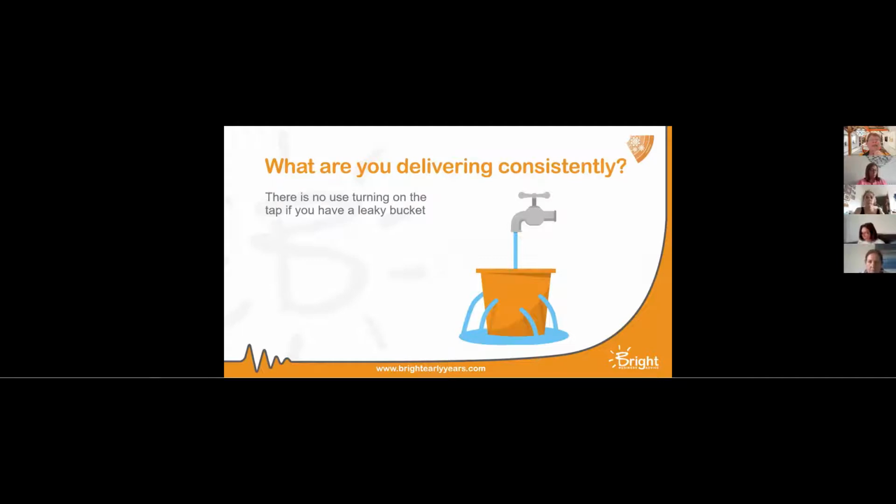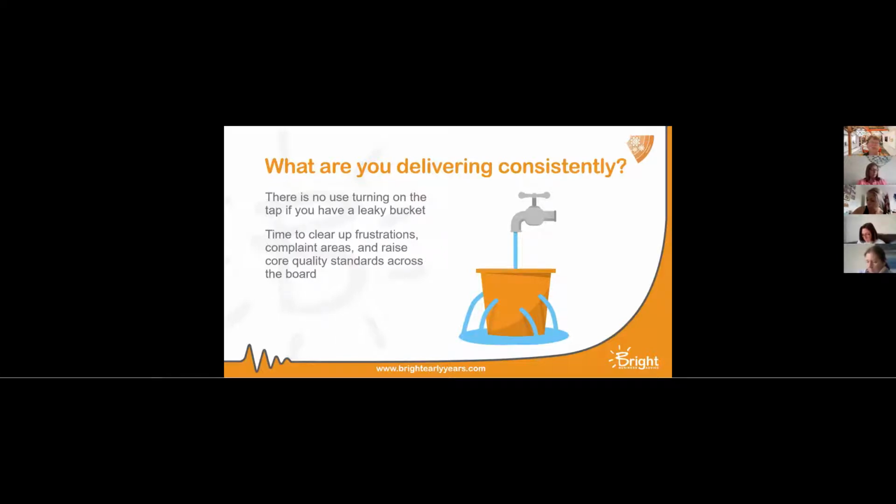We have to make sure, first of all, that what we've got is good, and it's okay to be good. Outstanding is great, but I think it's something that Ofsted even are moving away from. But as long as we can be good, that's great, because that's something we can duplicate and replicate. But there's no point turning on the tap if you've got that leaky bucket. If things aren't working right anywhere in the business, we need to look at that, dissect it, and clear it up.